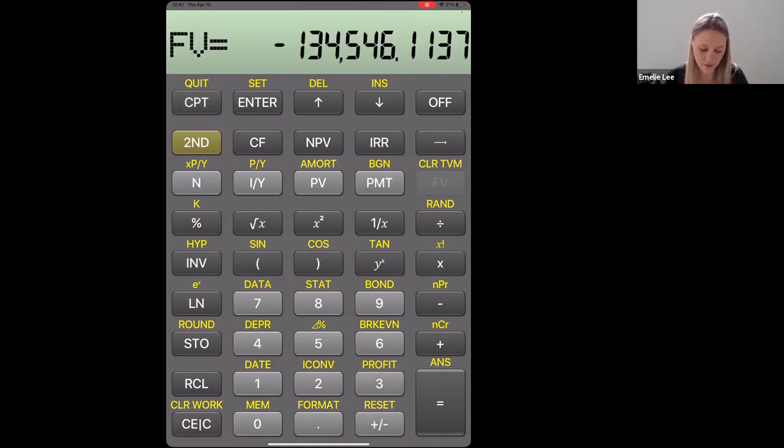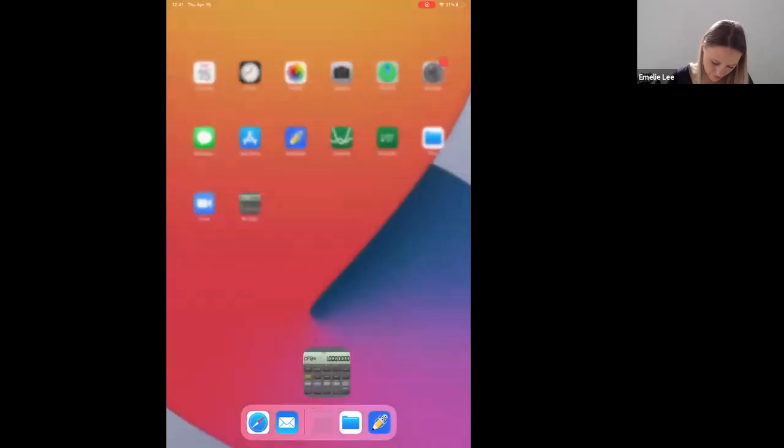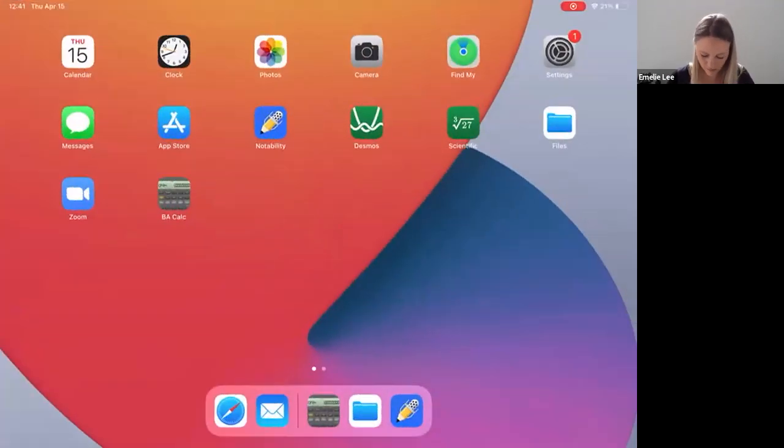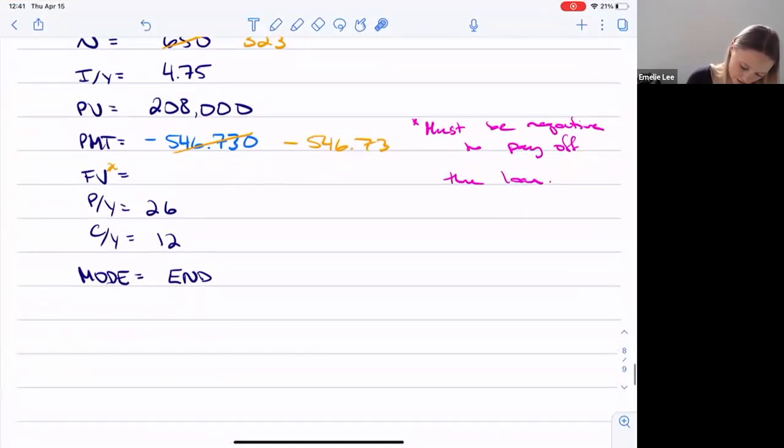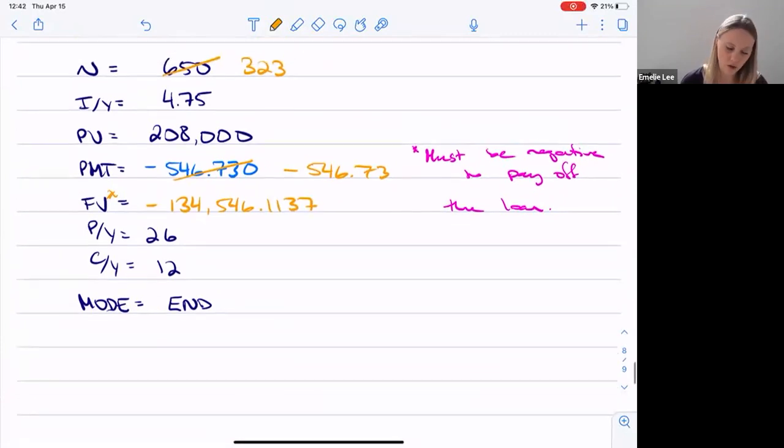And now I can compute my future value. And I get 134,546.1137. I'm going to jot that down here. Negative 134,546.1137. This is the value that I want.